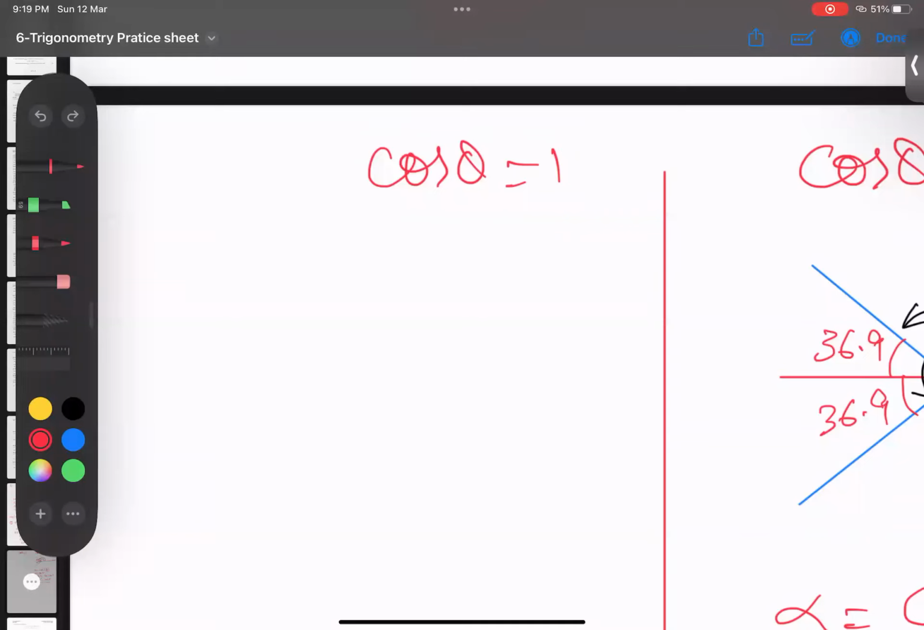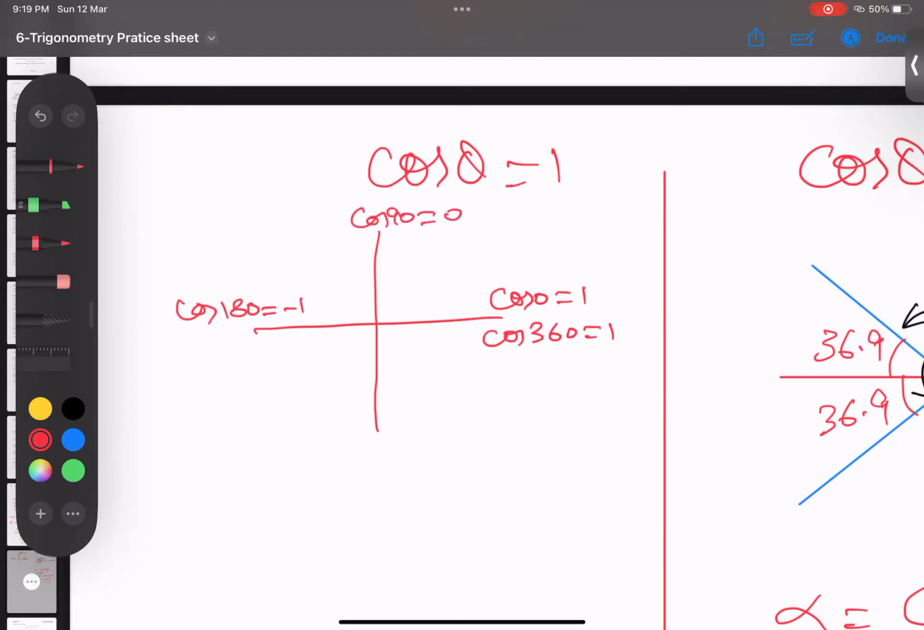Best technique: for your knowledge, in the quadrants there is plus and minus whatever, but on the lines we have this. Look at here. Cos 0 is 1, cos 360 is also 1, cos 180 is equal to minus 1, cos 90 is equal to 0, and cos 270 also 0. Make sure of one thing: along the x-axis cos has one value, right side plus 1, left side minus 1, and up and down along the y-axis cos value is 0.